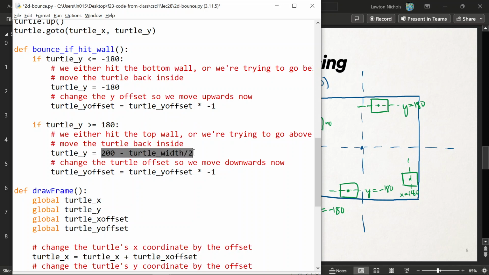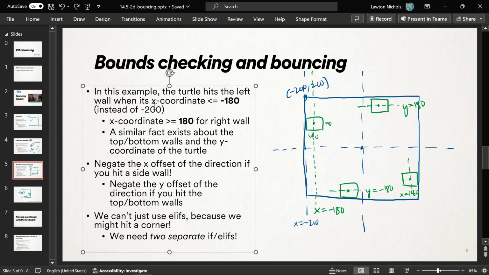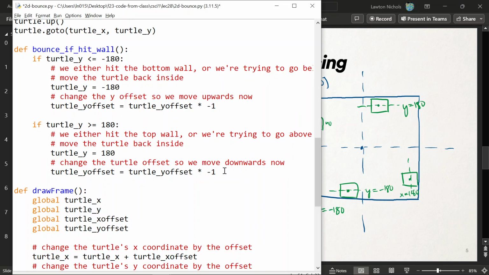Positive 180. That might be easier to just read later. But that was the top and the bottom walls. All right. Let's do the left and the right walls. So how do we know we hit a left wall or right wall? It's when our x-coordinate this time is less than or equal to negative 180 or greater than or equal to positive 180. All right, so I can copy most of this.